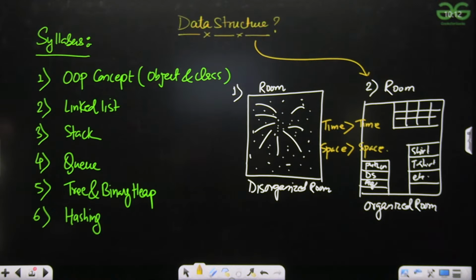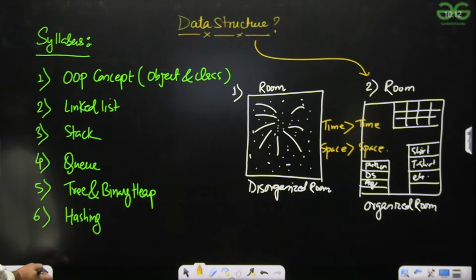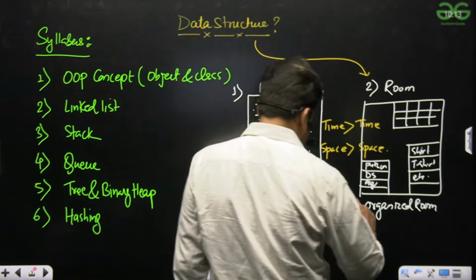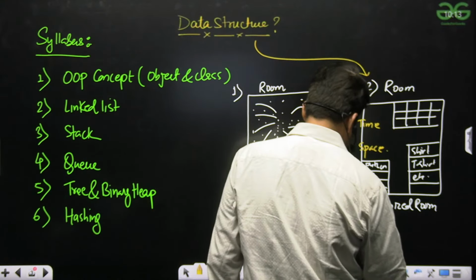So data structure is a way of organizing and storing data in a computer so that it can be accessed and used efficiently. Understood? So this one is the better thing.